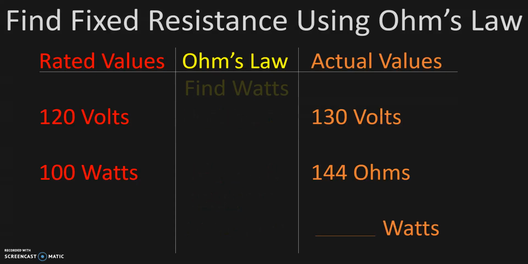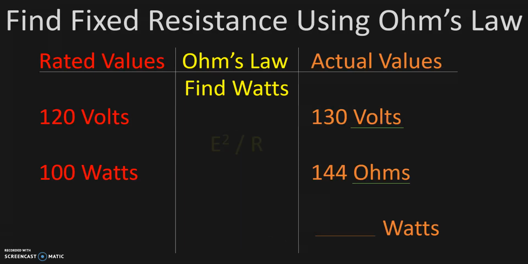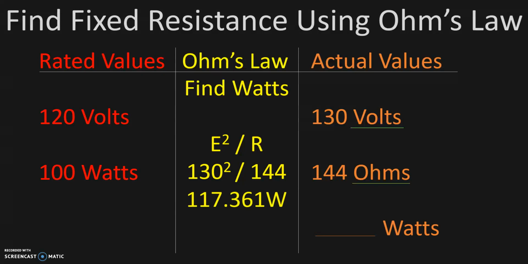So again, how do we do that? Well, guess what? Back to Ohm's law again, right? So we know P, or we know watts, so we need to find the formula that contains both volts and ohms within that same quadrant. Of course, that's going to be E squared divided by R. Okay, so 130 squared divided by 144 should give us our wattage. And we come out with 117.361. So of course that'll fill that answer in.